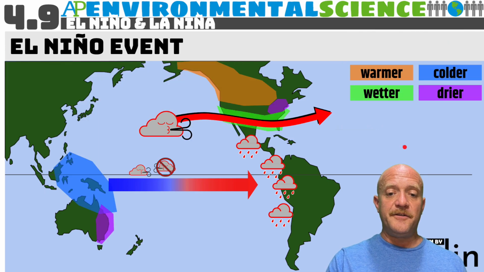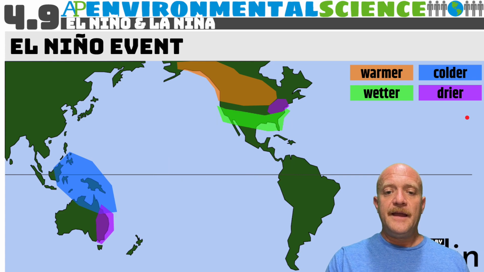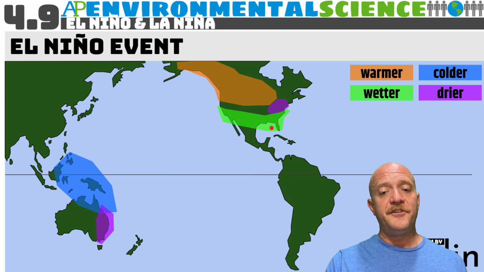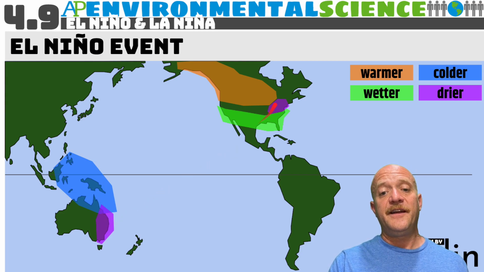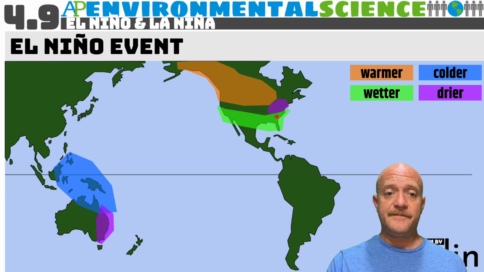So during an El Nino event, just look at this key right here. It's going to be wetter in the southern United States, warmer across much of Canada and the Pacific Northwest. It's going to be colder in Indonesia, Northern Australia, the Philippines, Malaysia. It's going to be drier on the east coast of Australia and drier up here in the northeast.